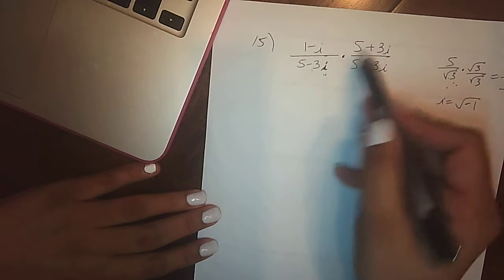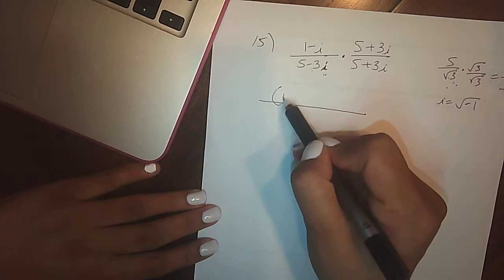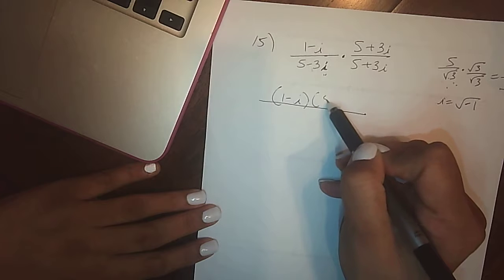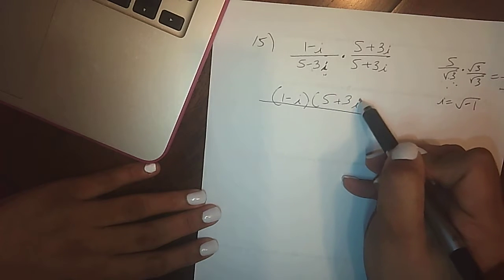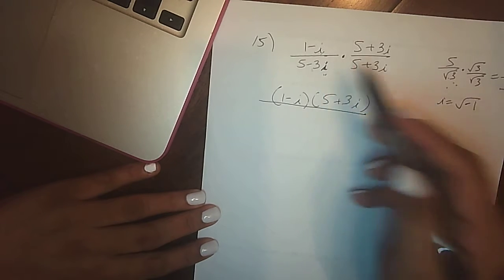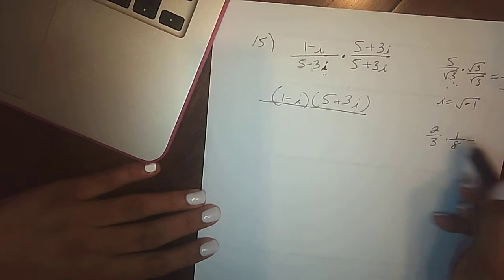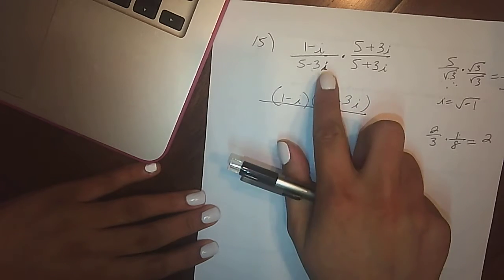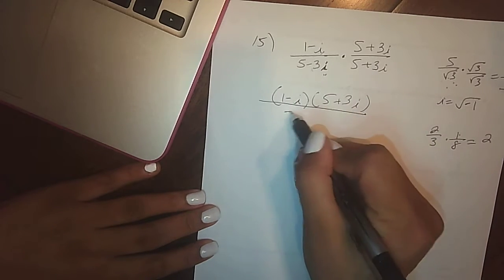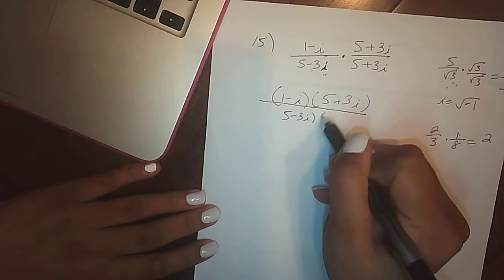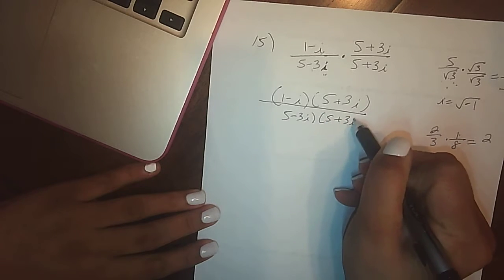So I'm going to multiply the top. I'm just going to write them together. I'm not really going to do anything fancy, just writing them on one fraction bar. This is how you multiply fractions. Like if you had 2/3 times 1/8, you would do 2 times 1 and get a 2. That's what I'm doing right now. On the bottom, you would multiply these two: 5 minus 3i times 5 plus 3i.